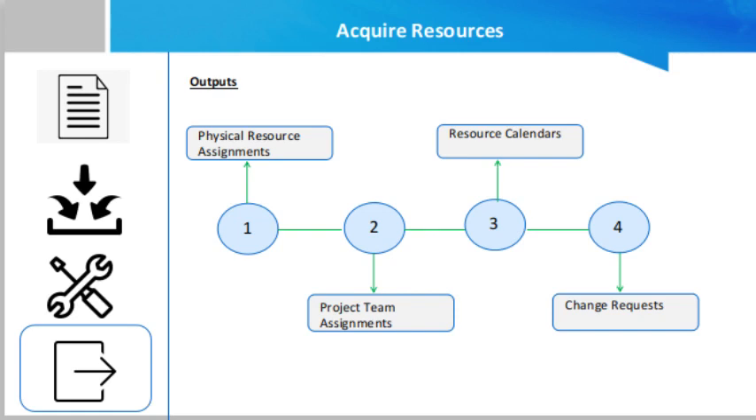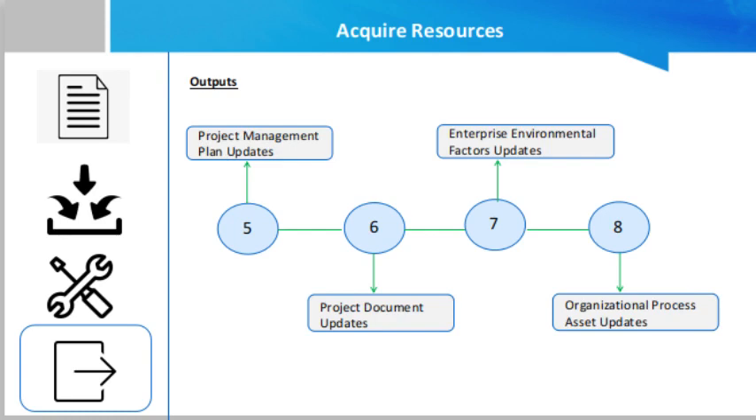The other outputs of this process are project management plan updates. Any change to the project management plan goes through the organization's change control process via a change request. Components of the project management plan may be updated as a result of carrying out this process. Project documents may also be updated as a result of carrying out this process. Other outputs are enterprise environmental factors updates and organizational process assets updates.